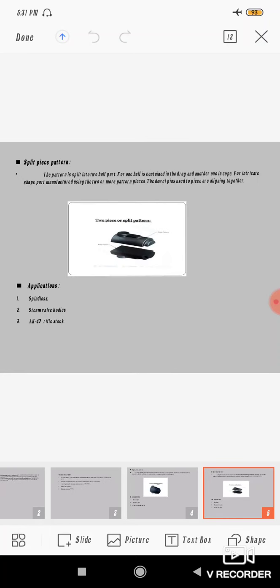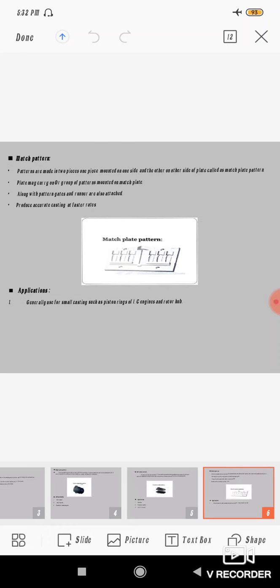Second is split piece pattern. The pattern is split into two halves, one half contained in the drag and another one in the cope. For intricate shaped parts, manufactured using two or more pattern pieces. The dowel pins are used for aligning the pieces together, and their applications are stainless steel valve bodies and AK-47 rifle stock.